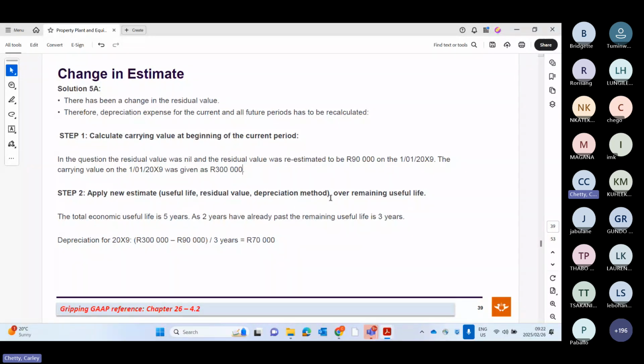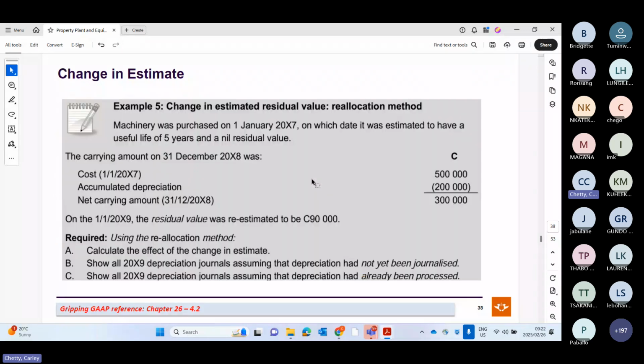So in the scenario, what is the remaining useful life here? We were told on 1 January 2007, the total useful life was 5 years. We depreciated for 2007, and then we depreciated for 2008. So included in here is 2 years worth of depreciation. Our total economic useful life was 5 years. We have used 2 years already. So our remaining economic useful life will be 3 years. It is that amount left over.